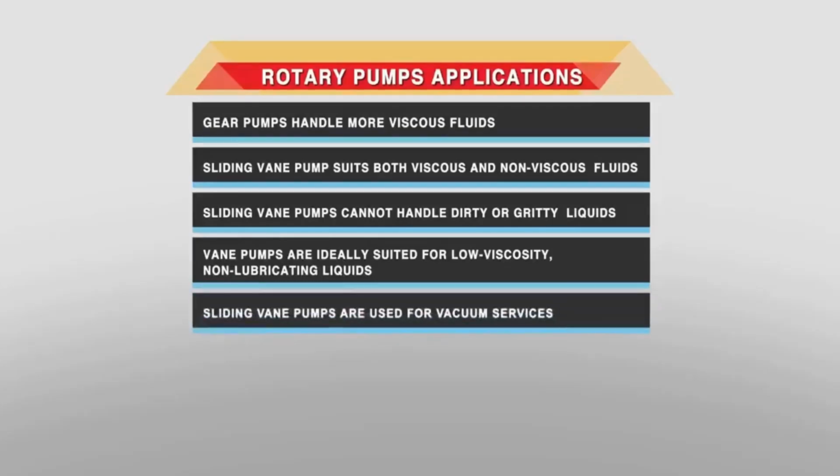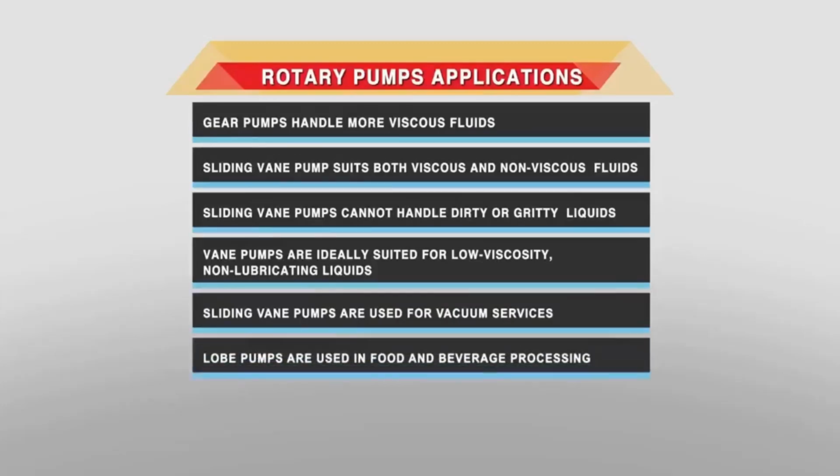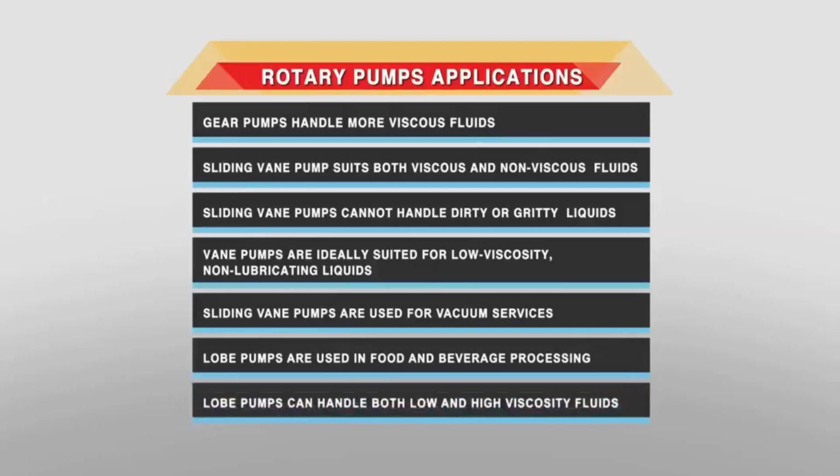Sliding vane pumps are used for vacuum services. Lobe pumps are used for food and beverage processing. Lobe pumps can handle both low and high viscosity fluids.